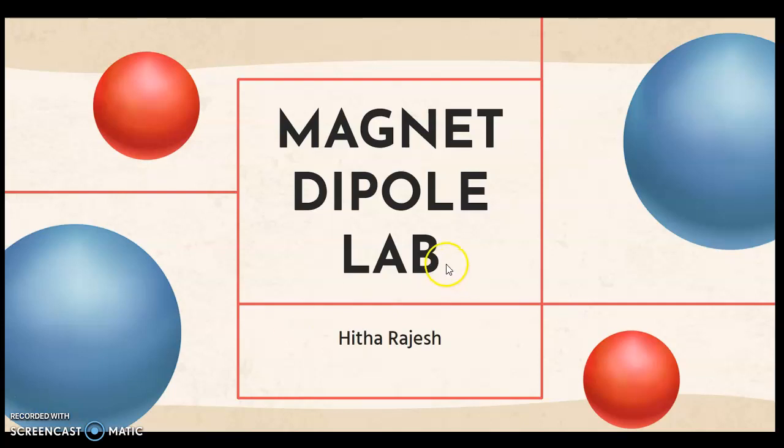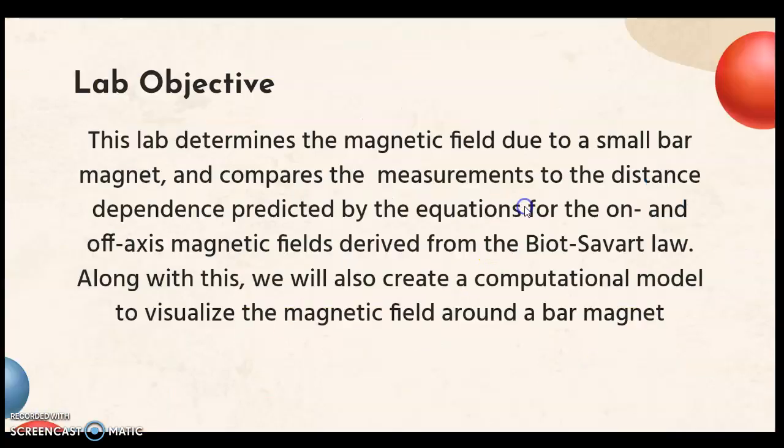This is Lab 3, Magnetic Field of a Bar Magnet. This lab determines the magnetic field of a small bar magnet and compares the measurements to the distance dependence predicted by the equations for the on and off axis magnetic fields derived from the Biot-Savart law. Along with this, we will also create a computational model to visualize the magnetic field around a bar magnet.